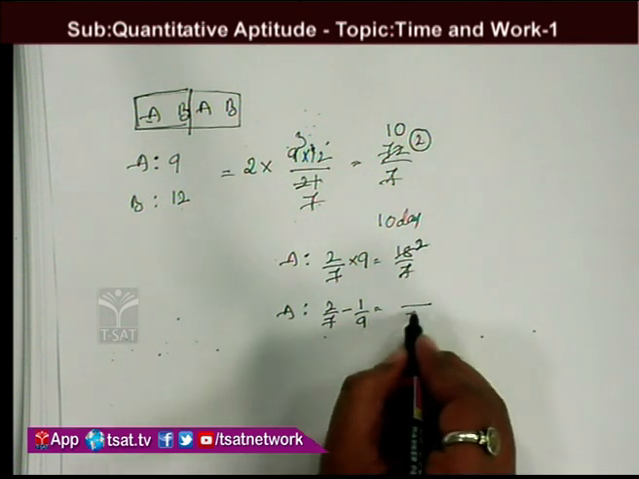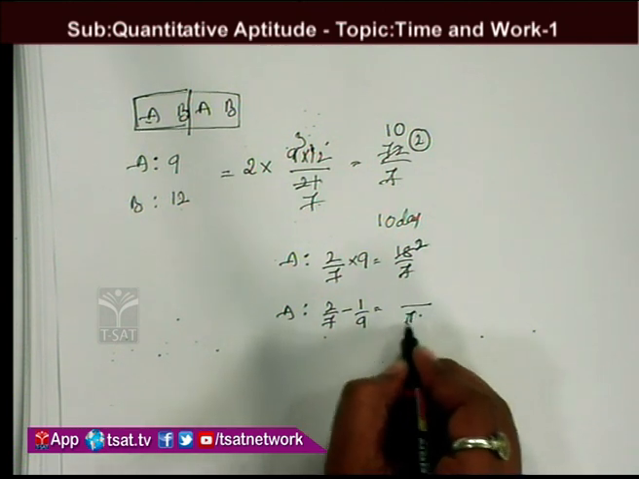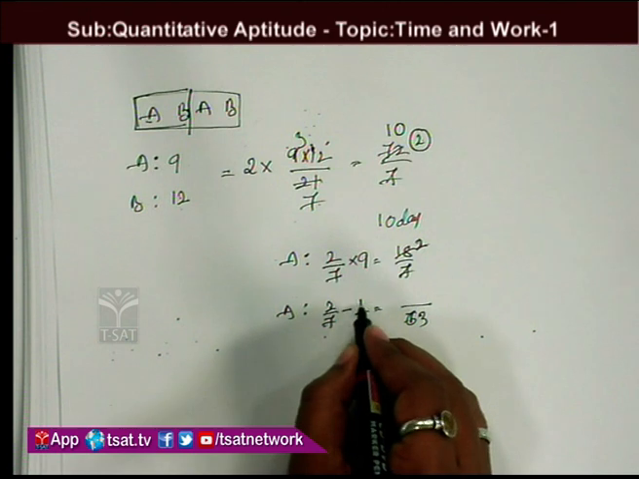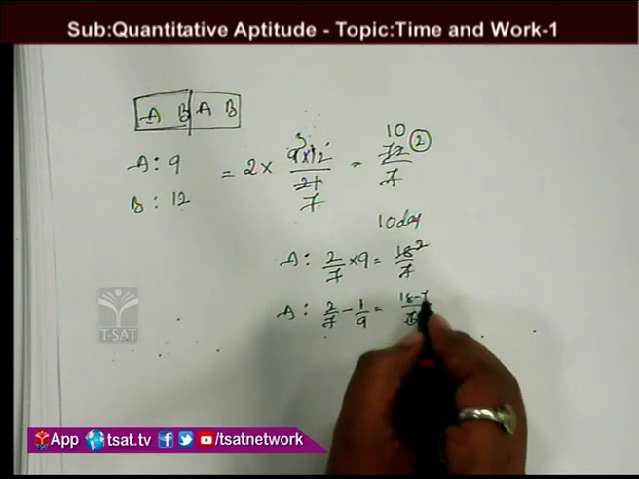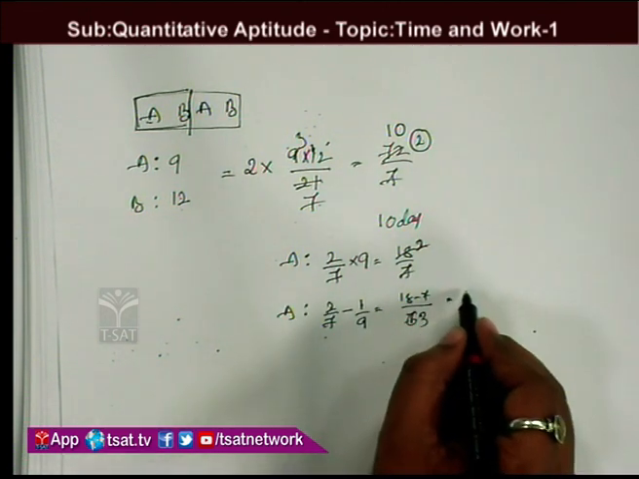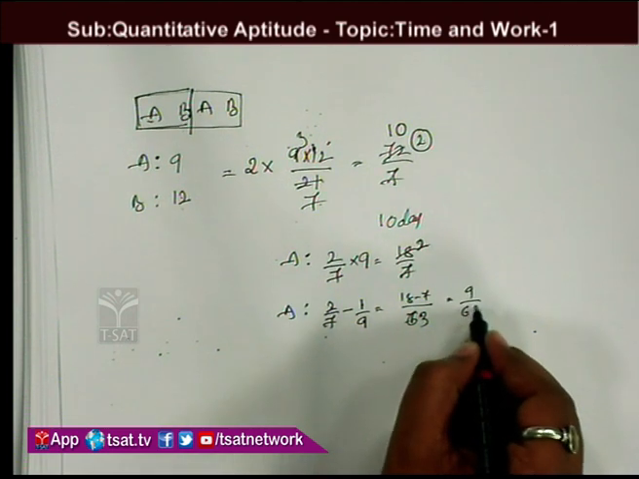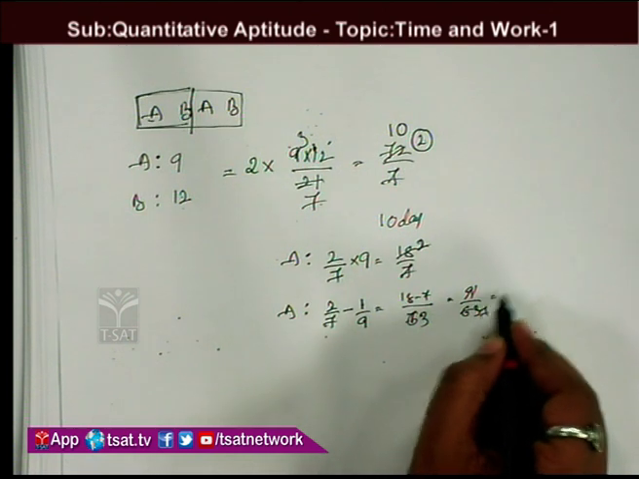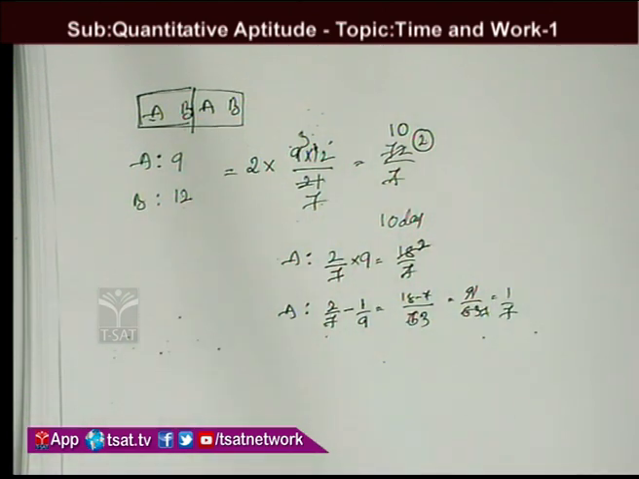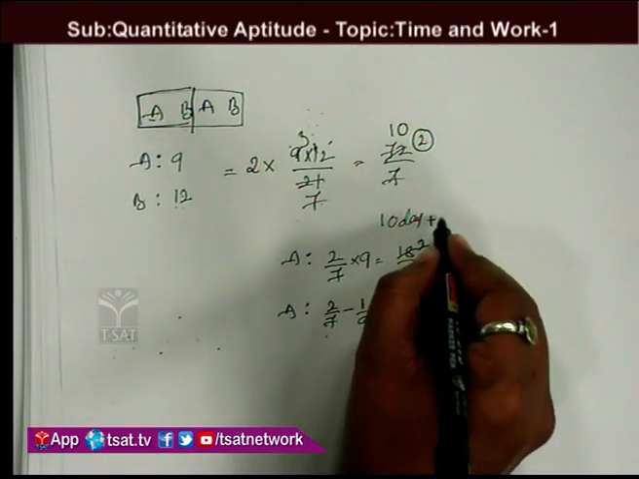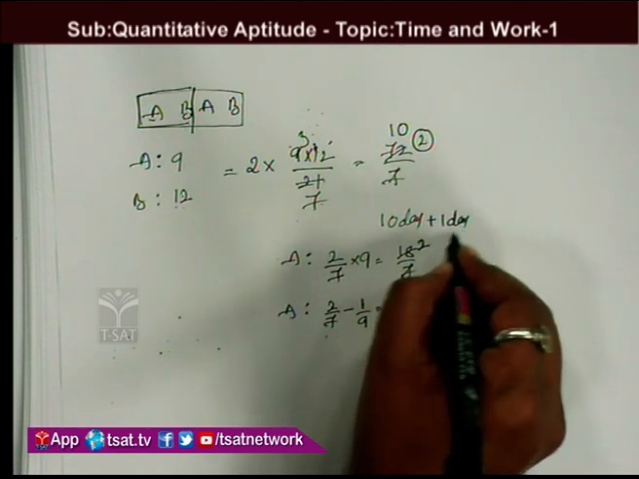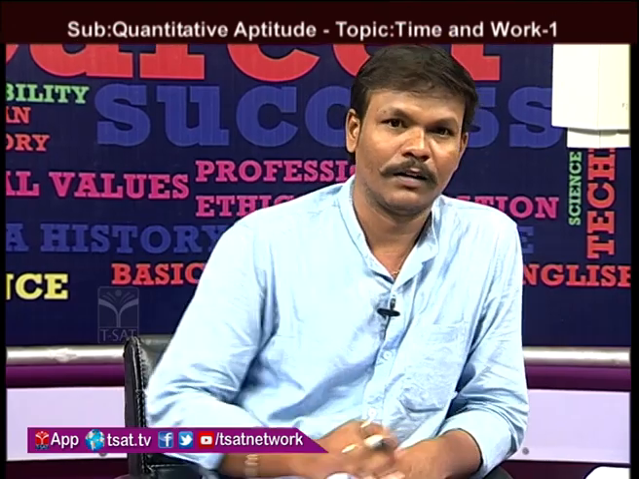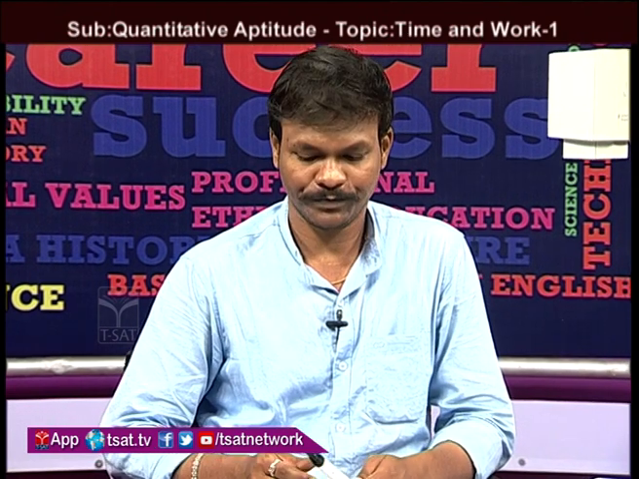9 7s are 63, that is 18 minus 7, that is 9 by 63 of the work remains. 9 by 63, that means 9 7s. So, 1 by 7 of the work remains. This 1 by 7 of the work is done by whom? That is B, 12. So, that means already 1 day of work remains. Right. Move on to the next question.